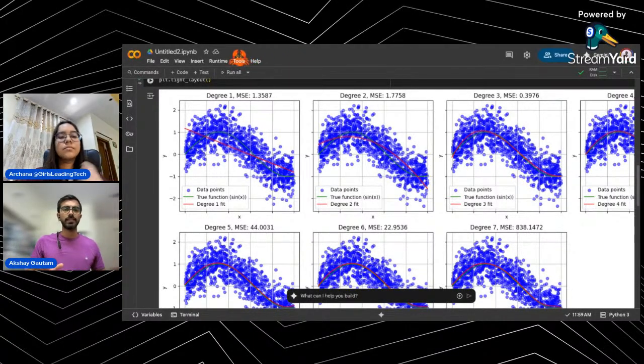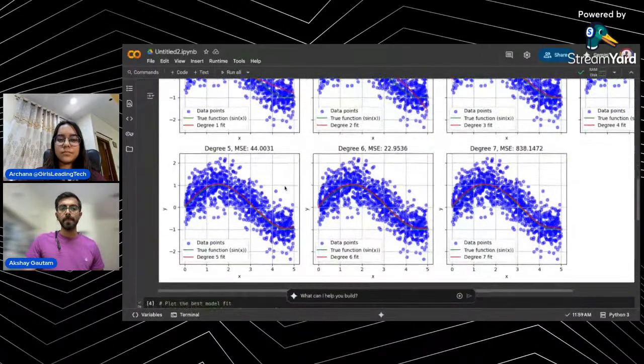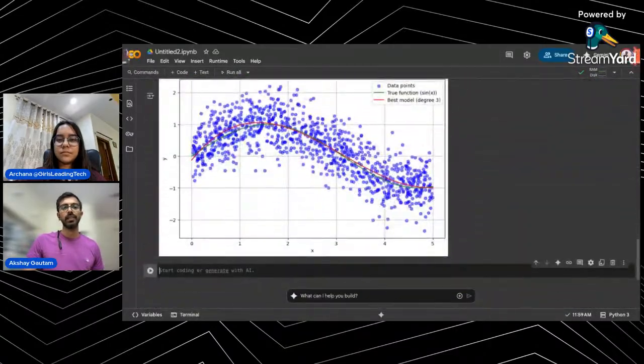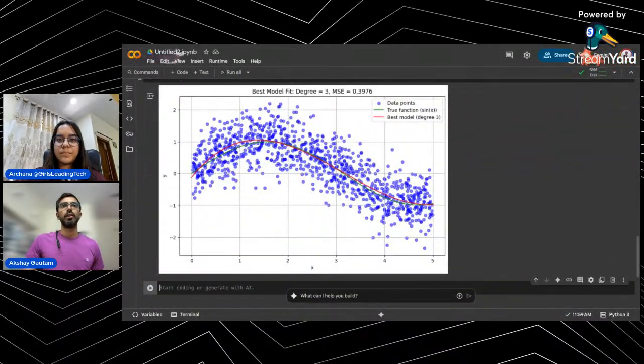This will come with practice. There is absolutely no hack about it. The more and more projects you build, the more and more experience you will have about how to deal with this. So this here is the best fitting model.